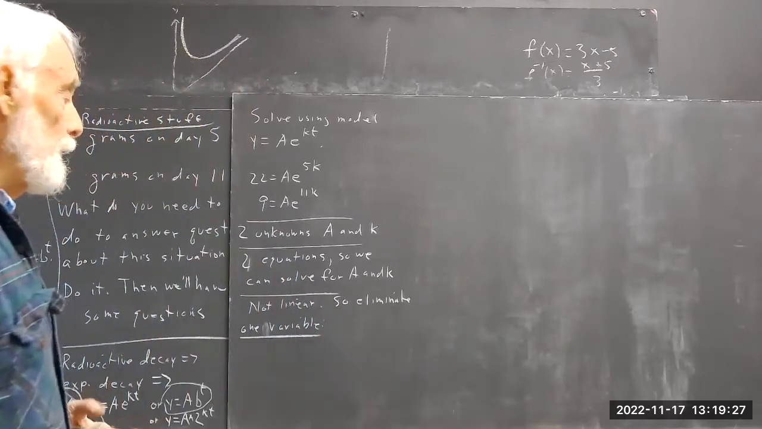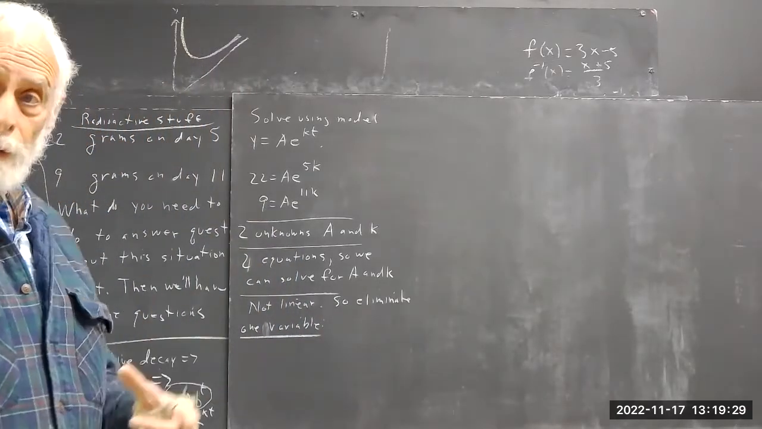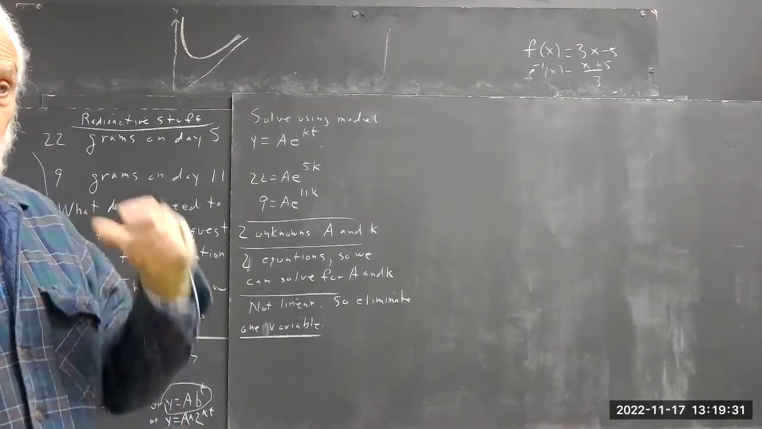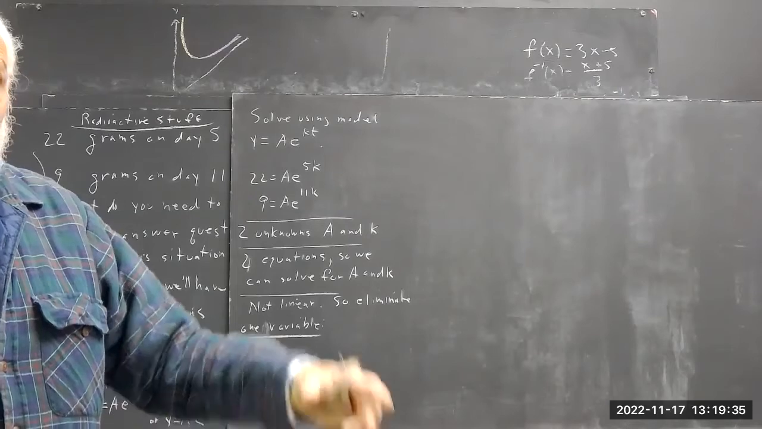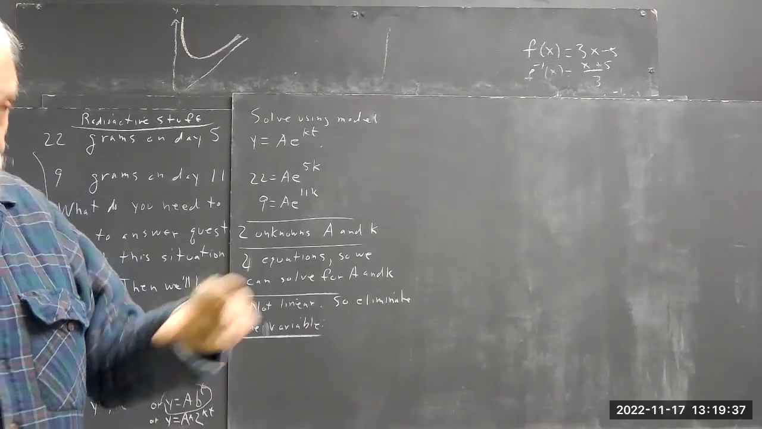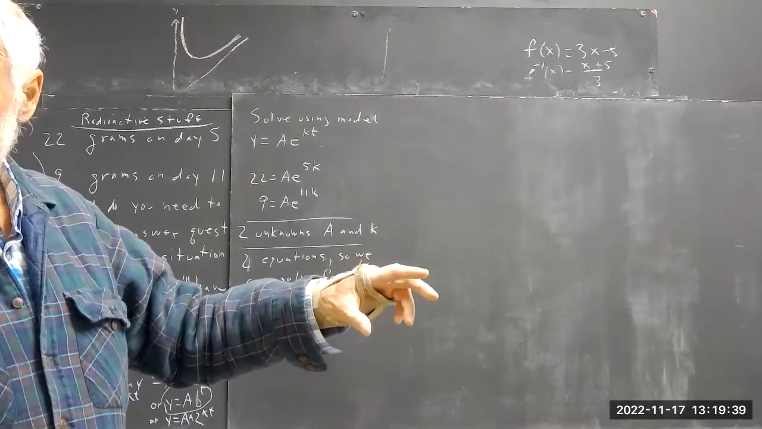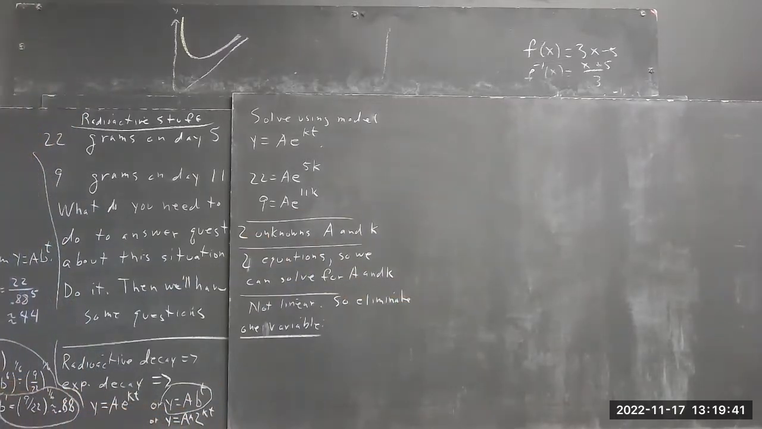So we eliminate one variable. How do you eliminate one variable? You solve for that variable, and then plug that solution into the other equation. You pick one equation and solve for your variable, plug it into the other equation. Exactly what I did here.